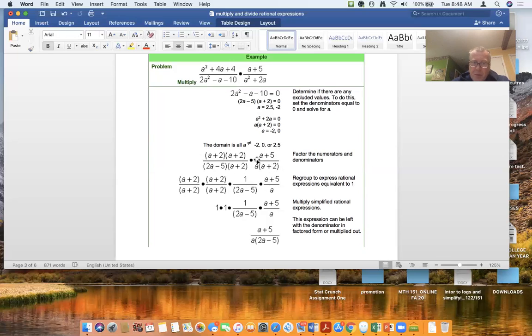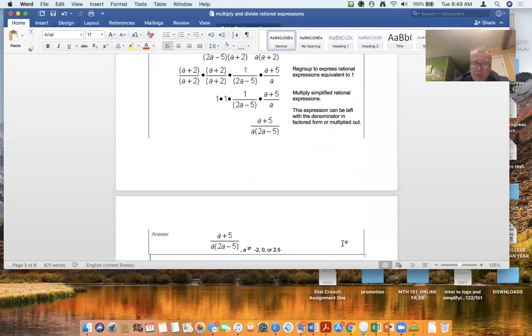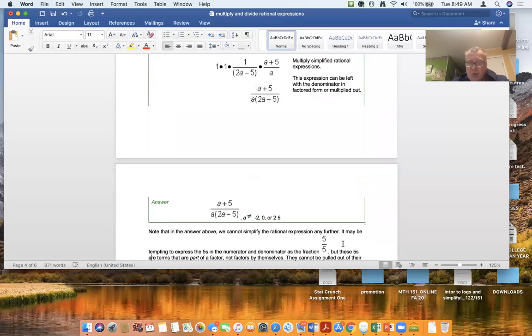Over here, we have the a plus 5. Remember that a plus 2 divided out with the other a plus 2, leaving us with a. So this gives us 1 times a plus 5, or a plus 5, times the quantity 2a minus 5 times a. And I just rearrange that as a times the quantity 2a minus 5, in parentheses. I can distribute that a times 2a minus 5, but I don't have to.